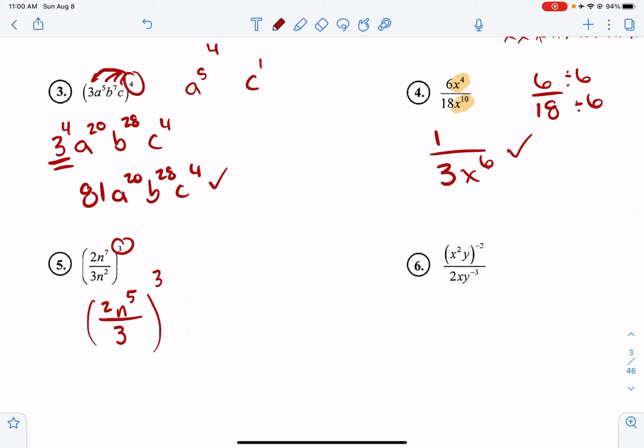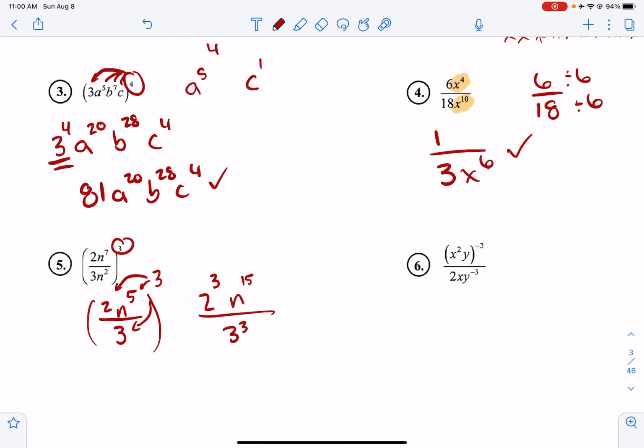That cleaned it up a little bit. Now I can deal with the exponent, which our rules above tell me have to distribute to everything on the inside, right? So I end up with 2 to the 3rd power. The n to the 5th gets raised to the 3rd, so that becomes n to the 15th. And on the bottom, I get 3 to the third.